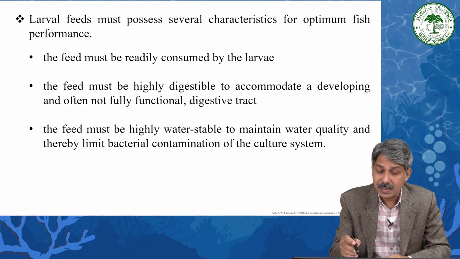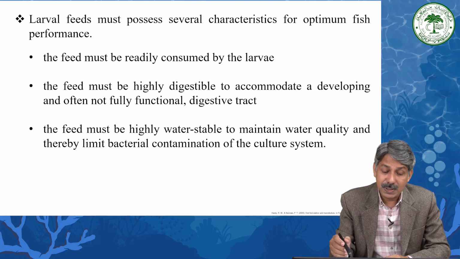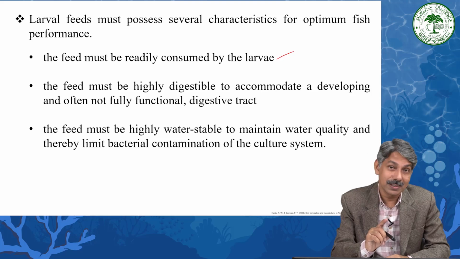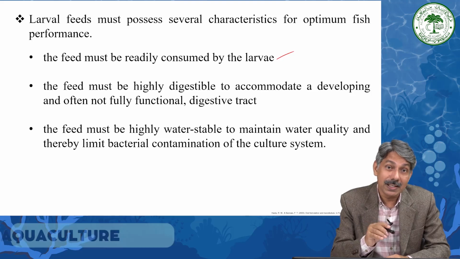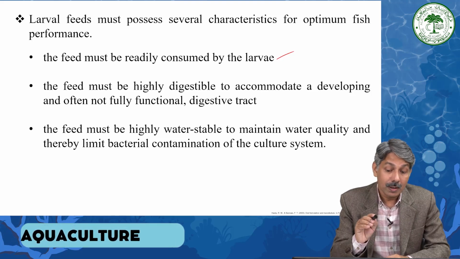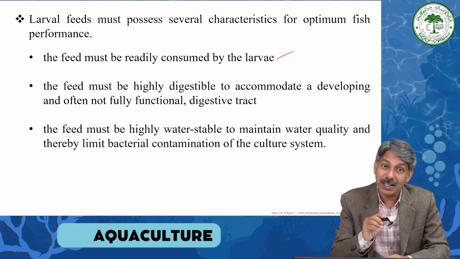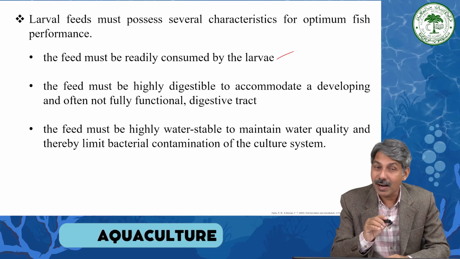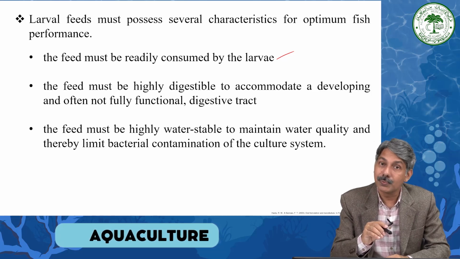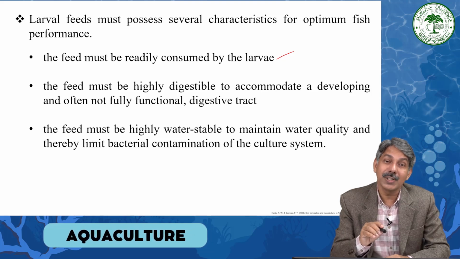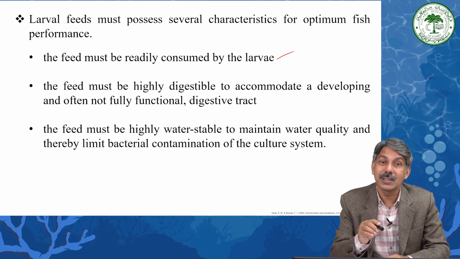Larval feeds must possess several characteristics for optimal performance. The feed must be readily consumed by larvae. Again, it's not only nutrient requirement, it's not only a nutritionally balanced feed formulation, but the feed should be palatable to larvae also. They should consume it. That feed should attract them. They should feed upon the feed which you are offering. They must get food of the desired size, less than their mouth size.